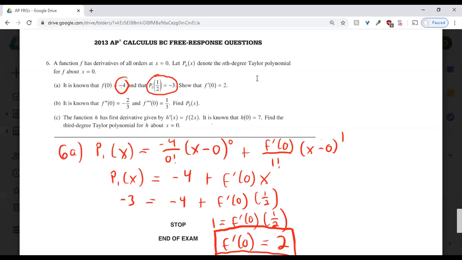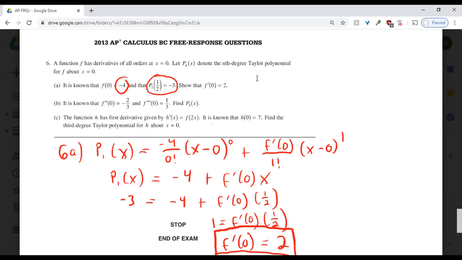Mr. Morrison, how come you said it equal to the P1 of x? Just because that's what it's giving me here. It says P1 of 1/2. So that means we're working with the first order polynomial, so we're going up to the first derivative. I'm just using the given information on 6A. It tells me I'm only going to the first derivative, which means I'm working with the first order Taylor polynomial. So the order tells you how many derivatives you take.